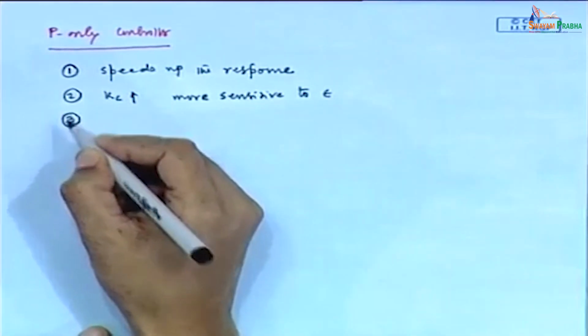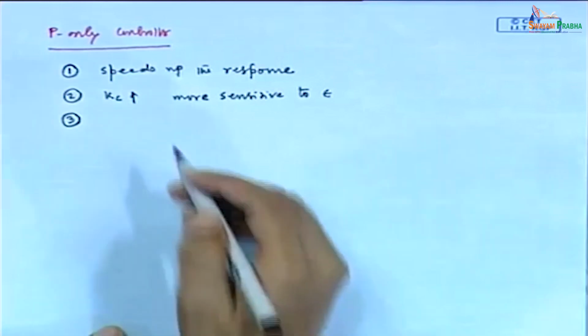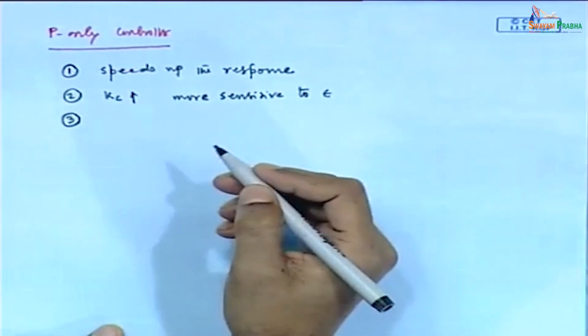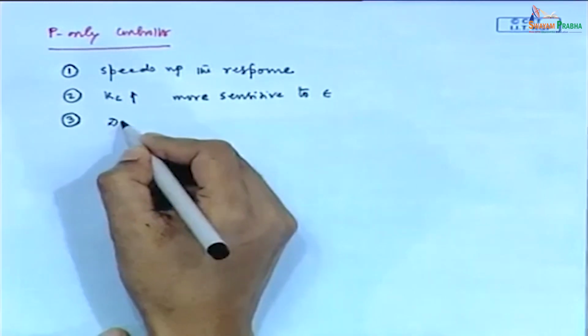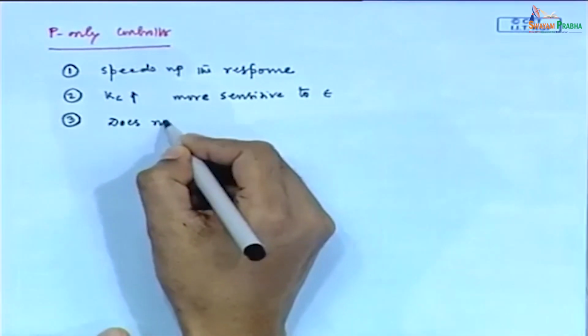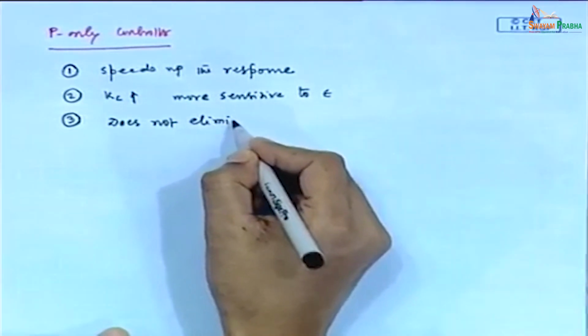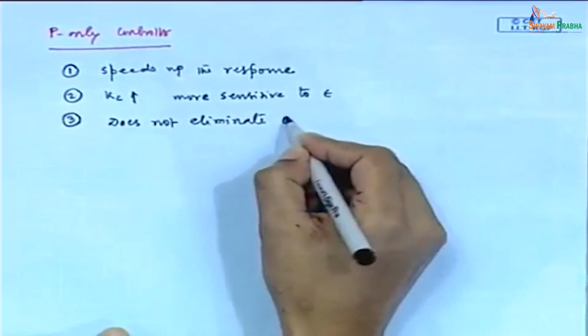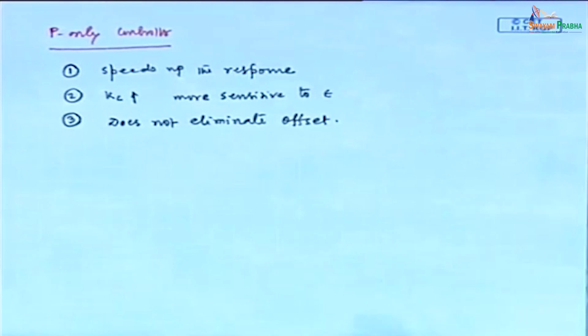Third conclusion, the P only controller, or proportional action you can say, does not eliminate offset.